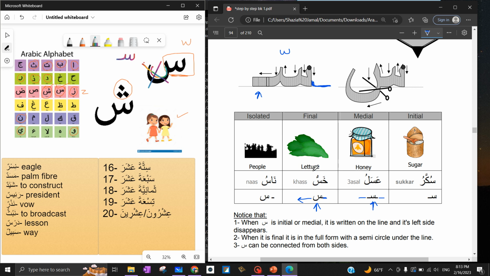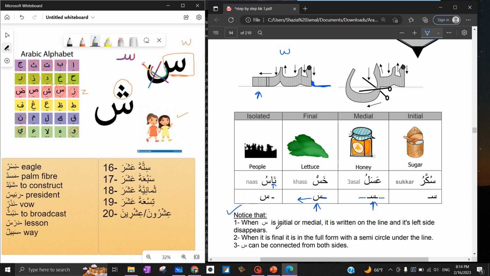means people. Khassu means lettuce. Lettuce is the salad leaf. Nas is people. Now here you can see noon and alif are joined, since alif is a non-connector here. So it cannot be joined with seen. So seen is written separate and isolated. So these are the points here.